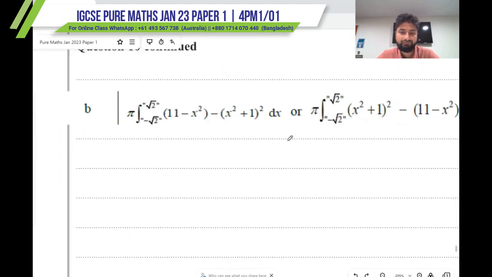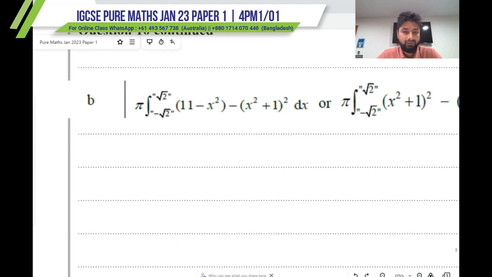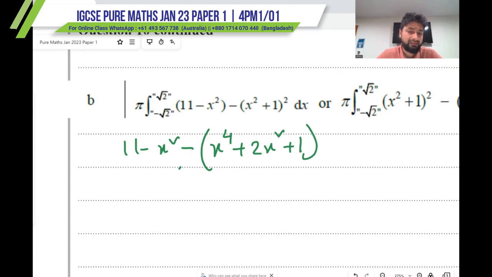How can we solve it? Let's expand now. We have 11 minus x square minus, we have to solve it using the a plus b whole squared formula. The formula is a square, which is going to be x to the power 4, plus twice ab, so twice x square, plus b square, which is 1. Now, as there is a negative before the bracket, all the signs inside the bracket will change. So 11 minus x square minus x to the power 4 minus twice x square minus 1.